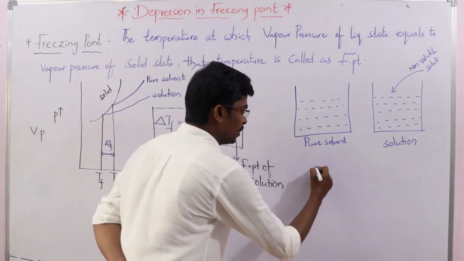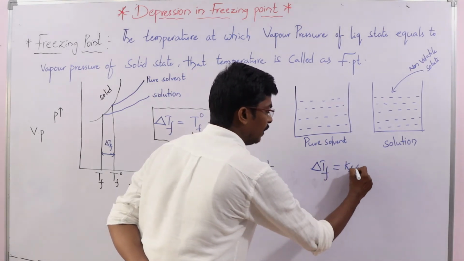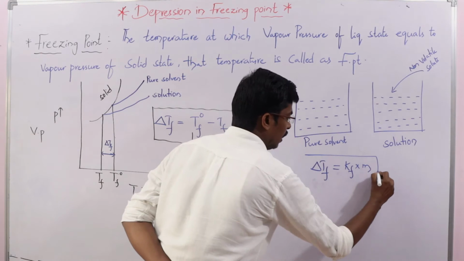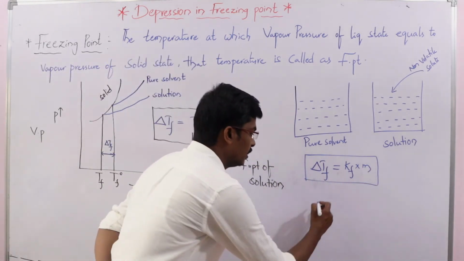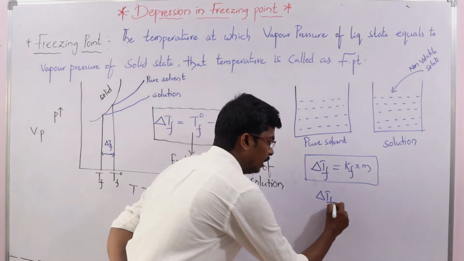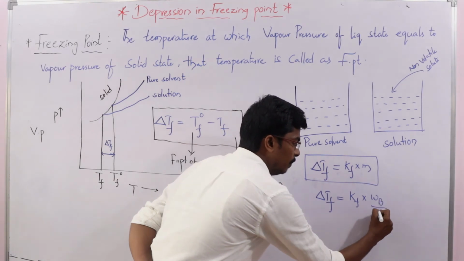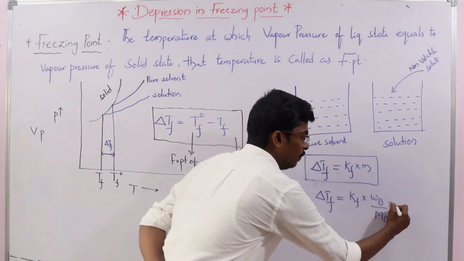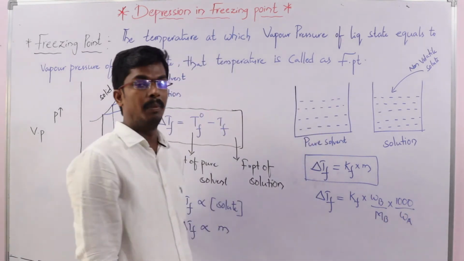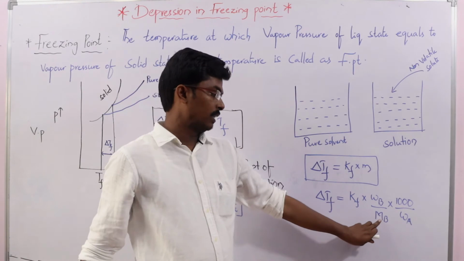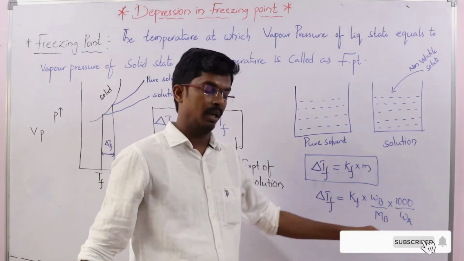When you remove the proportionality, you get ΔTf = Kf × m. Otherwise, it is also possible to write ΔTf = Kf × (WB / MB) × (1000 / WA). What is WB? Weight of solute. What is MB? Molar mass of solute. And WA is the weight of solvent.